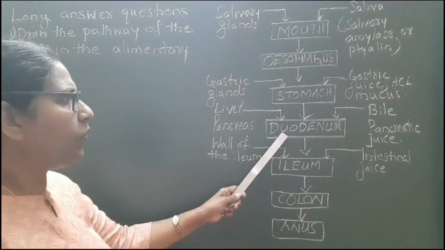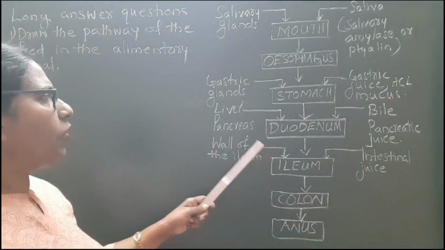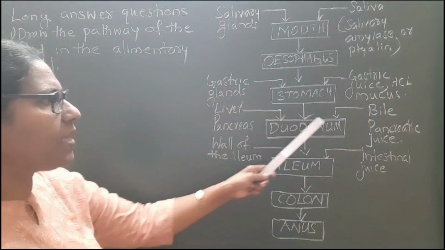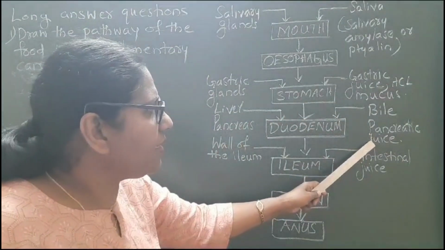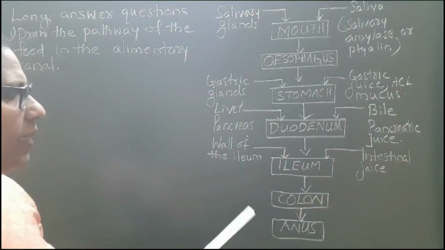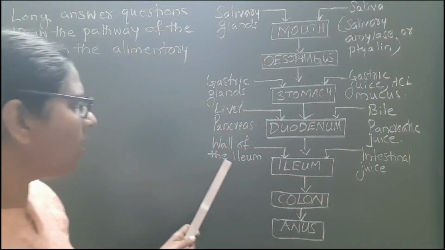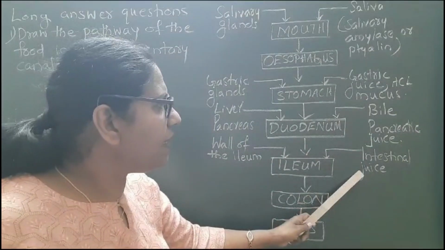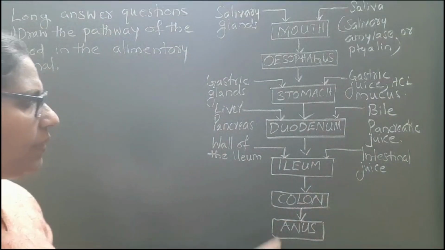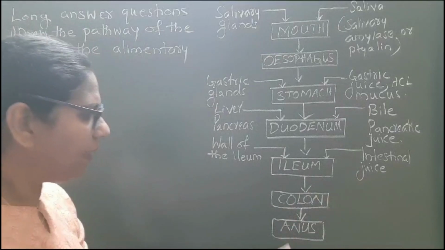Then comes duodenum. In the duodenum, liver secretes bile, pancreas secretes pancreatic juice. Then comes ileum. Wall of the ileum secretes intestinal juice. Then comes colon, then anus.